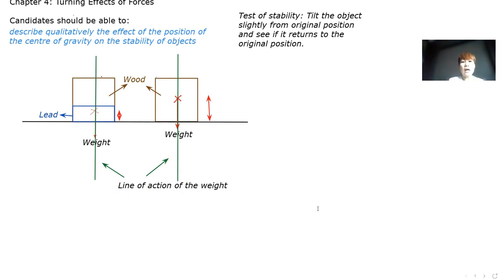Okay, so as we tilt the object, we're going to see whether this line will lie outside or within the base of the two objects. Okay, so let's take, for example, what happens when we tilt object A.